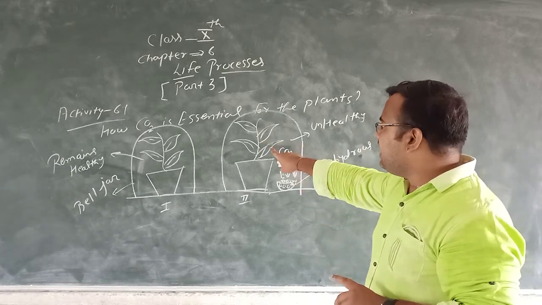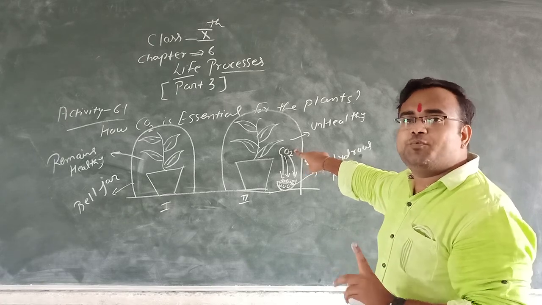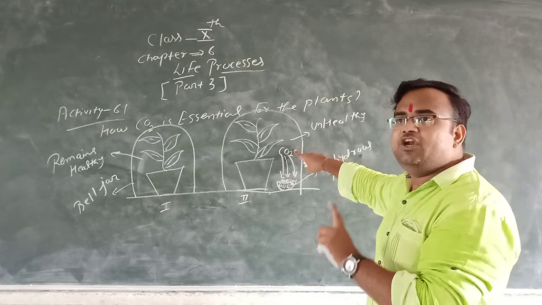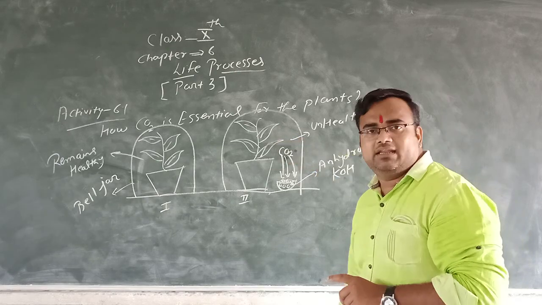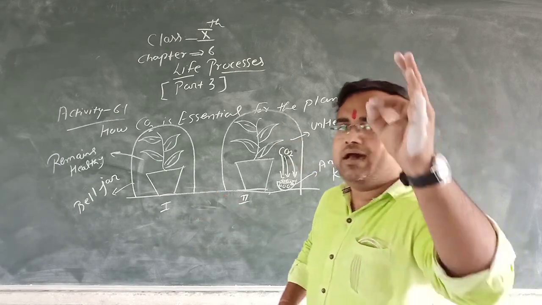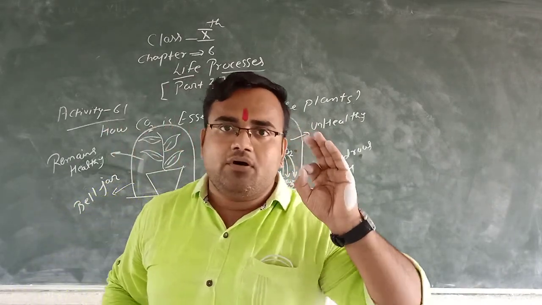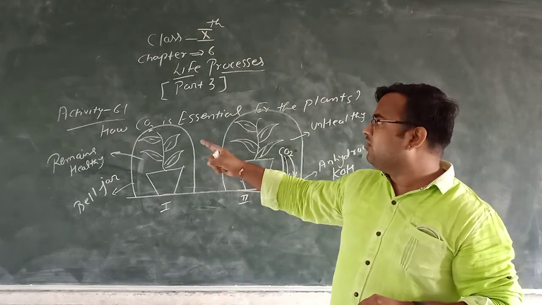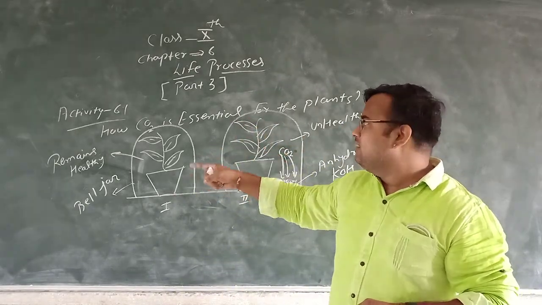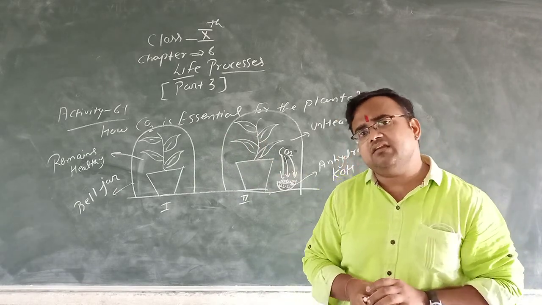Therefore, in the absence of carbon dioxide, this plant cannot perform photosynthesis, and due to the absence of photosynthesis, this plant will be unhealthy. So the question can be asked in your examination: how will you prove that CO2 is essential for photosynthesis or for the plants? Then you can explain these two activities in detail. Clear? Okay.